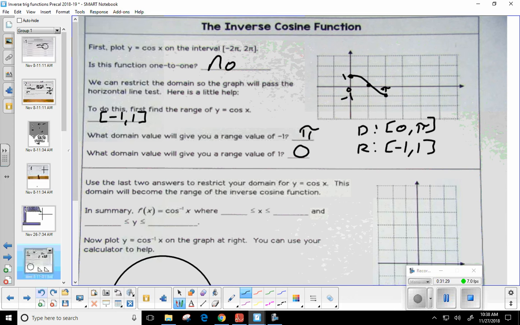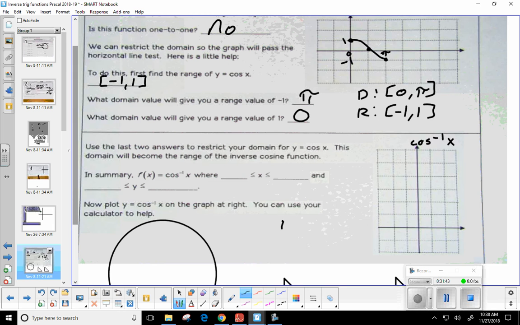Now, let's come on down here where we're going to graph cosine inverse. Remember, what's the big idea for an inverse? We do what with the x's and y's? We flip them. So the domain of cosine is going to become the range of cosine inverse. So this will be 0 and pi. The range of cosine will become the domain of cosine inverse. So this is between -1 and 1. Do those look familiar?